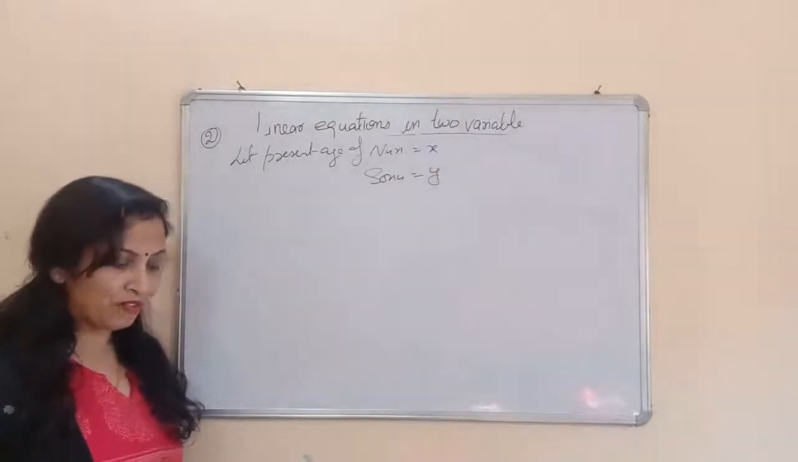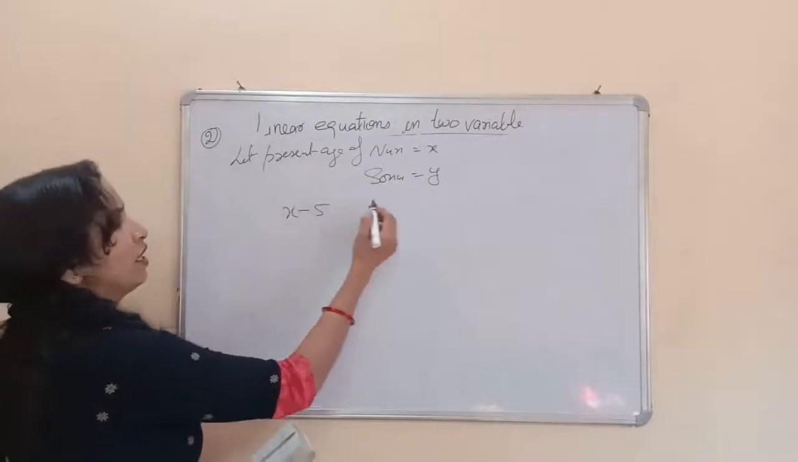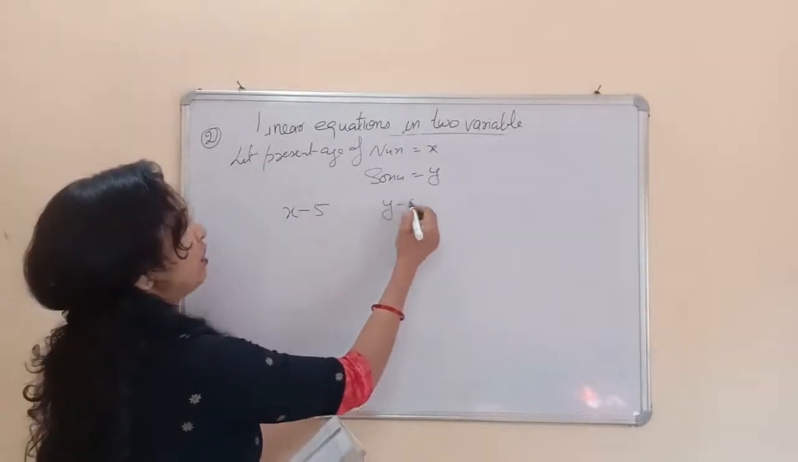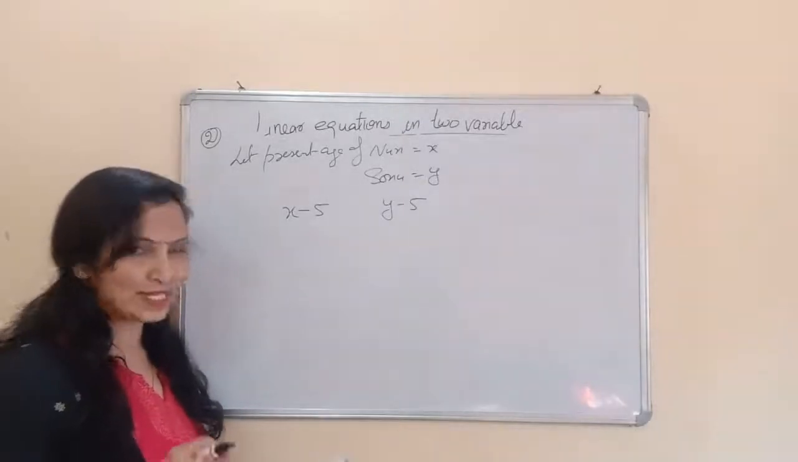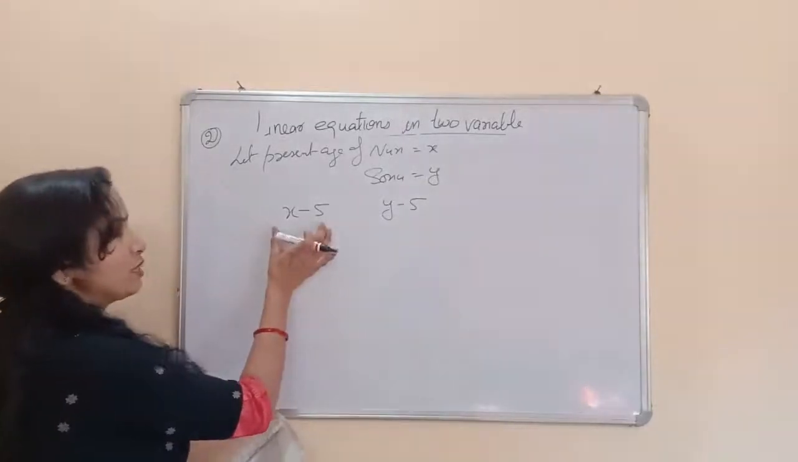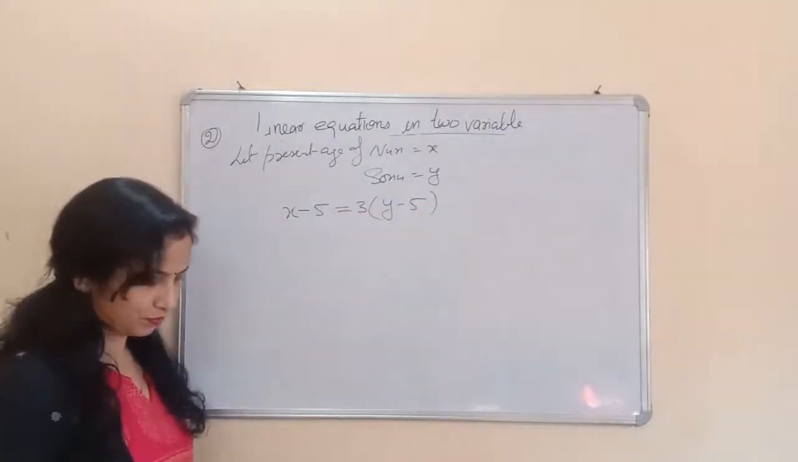So according to the question, 5 years ago, what was the age of Noori? It will be x minus 5. And what about the age of Sonu? It will be y minus 5. 5 years ago, Noori was thrice as old as Sonu, so this term is 3 times the age of Sonu.